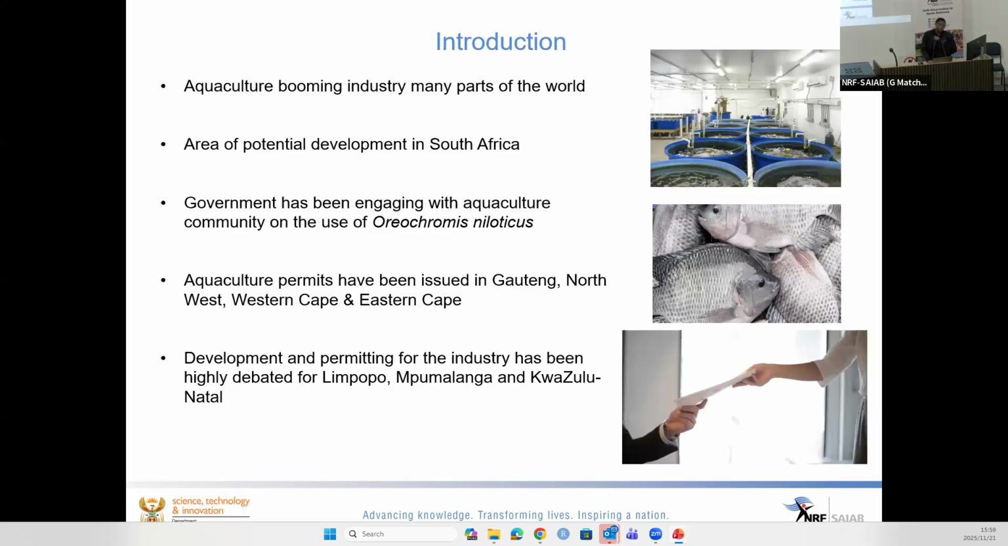To give a brief background, aquaculture is a booming industry in many parts of the world, but it is an area of potential development in South Africa. The government has been engaging with the aquaculture community on the possible use of Oreochromis niloticus, and aquaculture permits have been issued in Gauteng, Northwest, the Western Cape, as well as the Eastern Cape. But the development and the permitting for the industry has been highly debated in Limpopo, Mpumalanga, as well as KwaZulu-Natal.